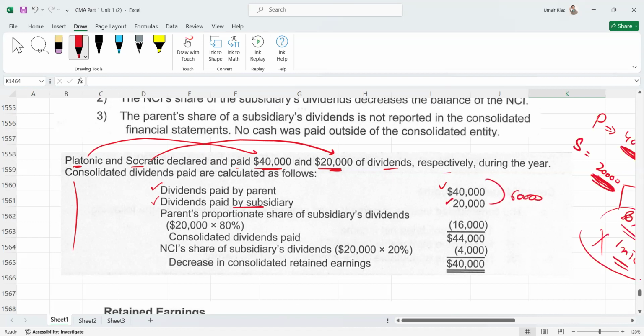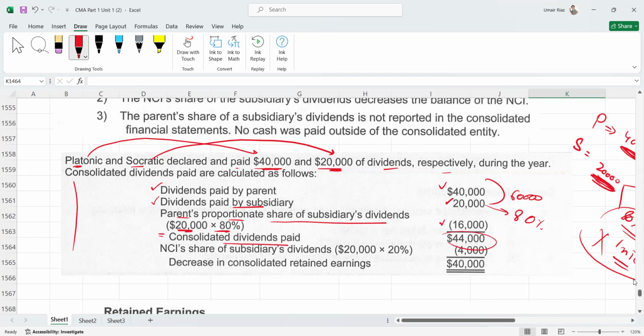But we know the 80% of this 20,000 is intercompany, which is paid to the parent from the subsidiary. So this we will deduct now. We will take the parent's proportionate share of the subsidiary's dividend. The subsidiary dividend was 20,000, and 80% of this 20,000 is paid to the parent. So this we will deduct. This is now called the consolidated dividend paid.